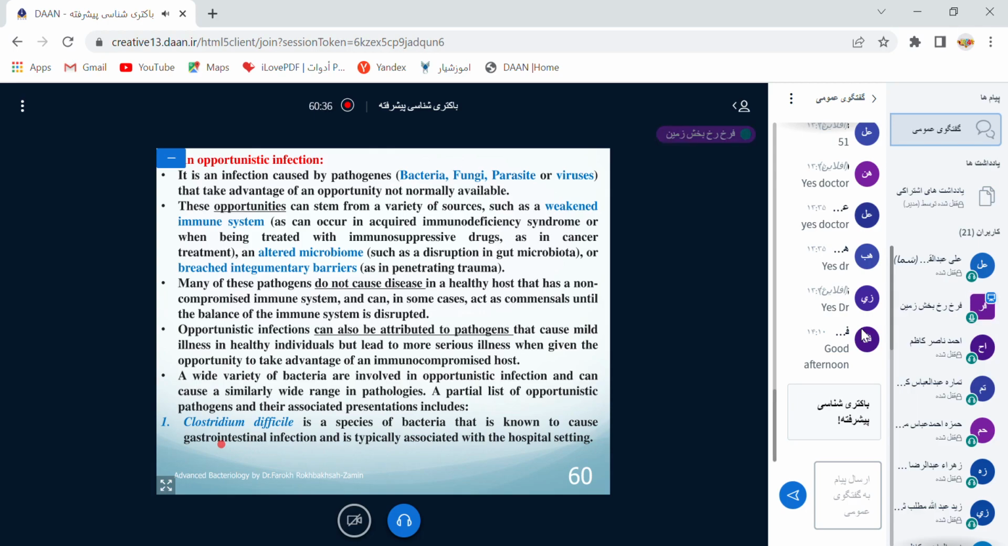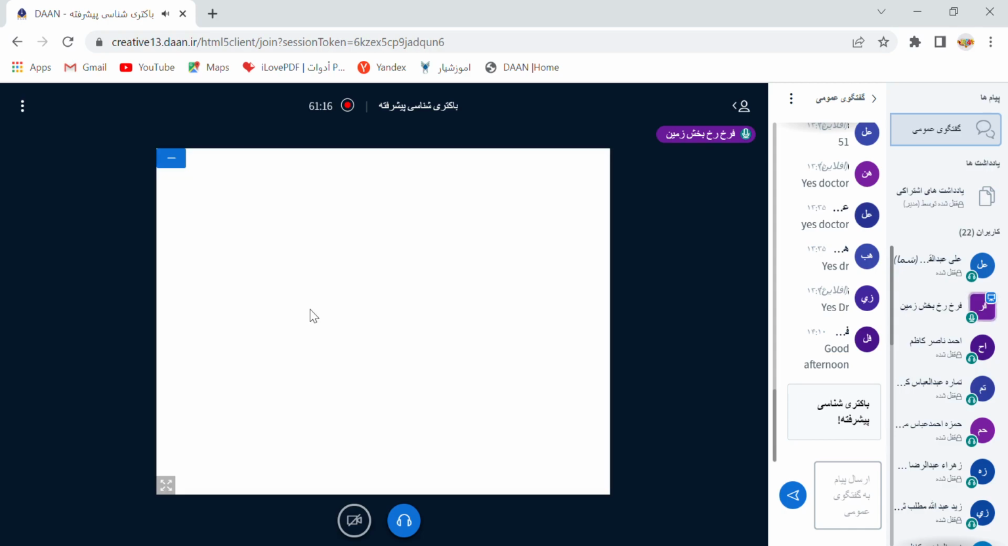Clostridium difficile is a species of bacteria that is known to cause gastrointestinal infection and is typically associated with the hospital setting. So Clostridium difficile does not normally show any problem, but in immunocompromised persons or people with low immunity it produces gastrointestinal infection. Mostly those people are in the hospital.